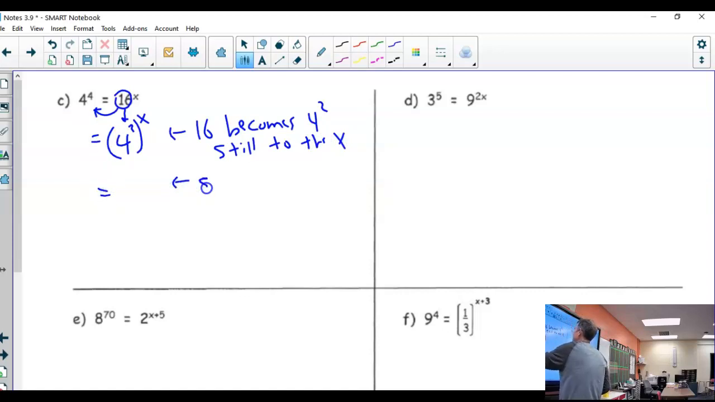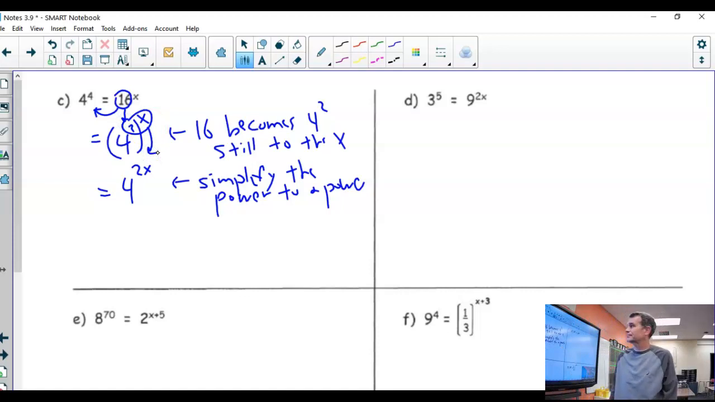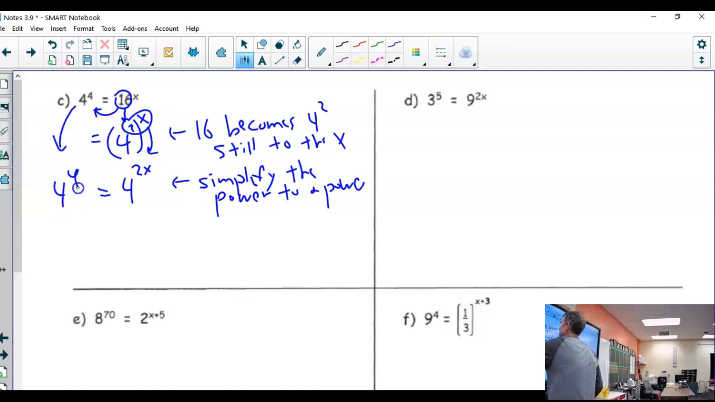And then simplify the power to a power. So then you'd simplify the exponents, and this would be 4 to the 2x. Right? Because you have a power to a power, you can multiply them together, right? And the other side can just come all the way down.